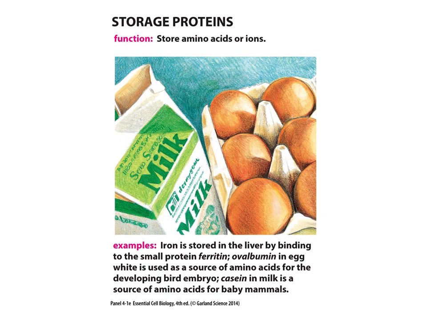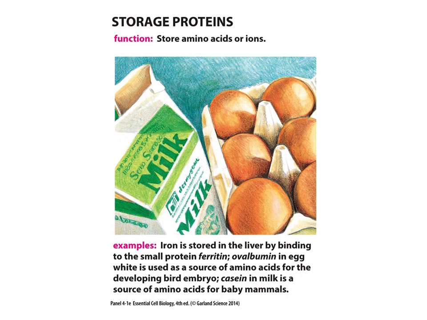So our next group are storage proteins. So storage proteins allow for things like amino acids and ions to be stored. So they'll bind them so that they then can be utilized later on. So several examples of storage proteins. Ferritin is able to bind iron so that it can be stored.